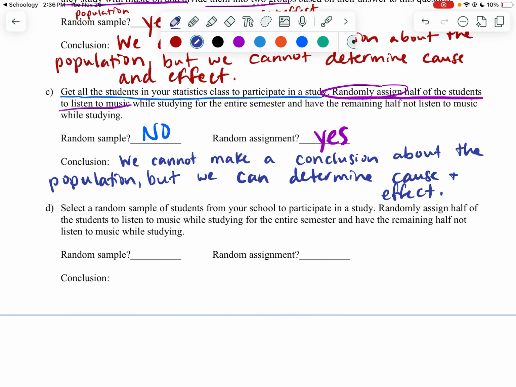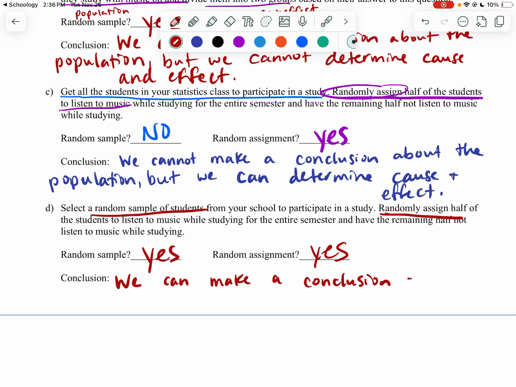All right, last one, select a random sample of students. Okay, there you go. Yes, that's a random sample. And then randomly assign half the students to listen to music and the other half not to. So yes and yes. So for both population and cause and effect, we can make conclusions, okay? So we can make a conclusion about population and we can determine cause and effect.